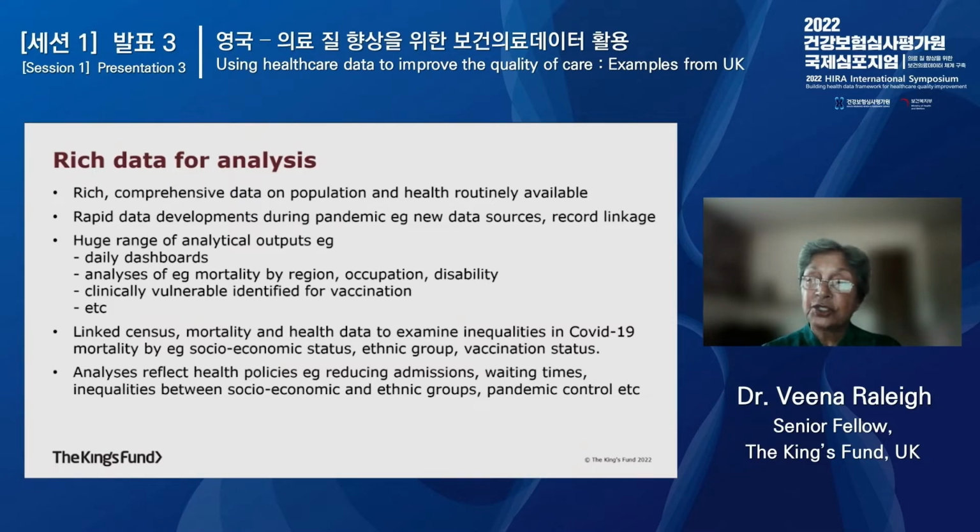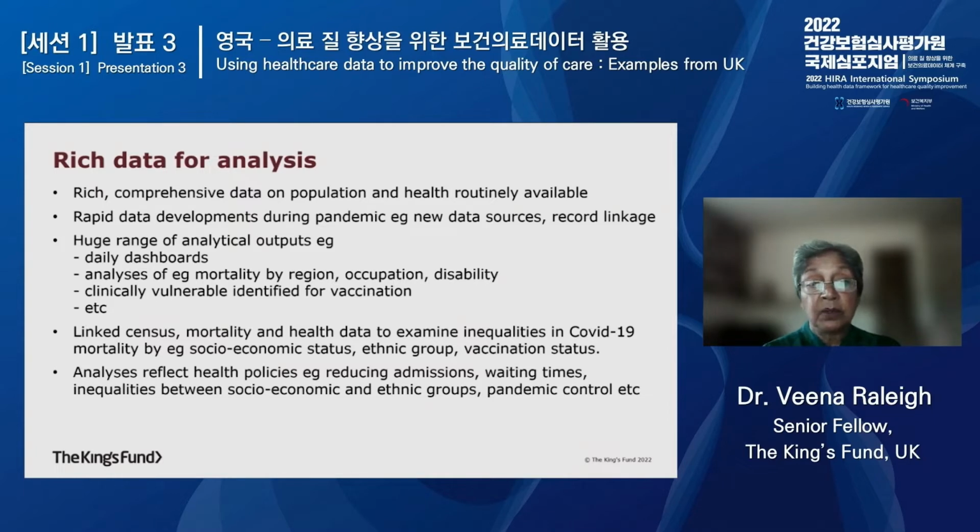So because we have a national healthcare service, we have very rich data for analysis. The data covers the entire population, and there's routine healthcare data flowing all the time through the system. During the pandemic, there were very rapid data developments in the healthcare system. We had a lot of new data sources coming on and new developments in record linkage across health sectors in order to be able to produce new analyses that would support control of the pandemic. I'll say more about this later.